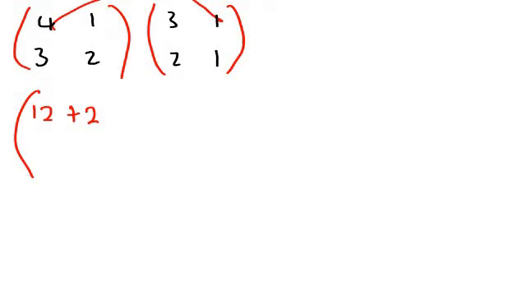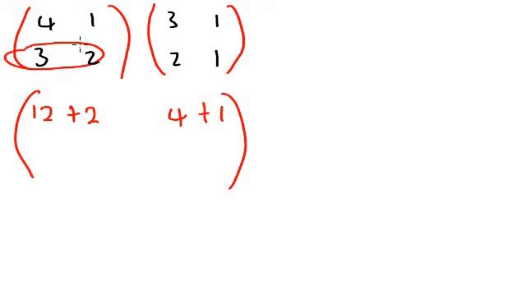4 times 1, that's 4. 1 times 1, that's 1. That's 1. And close it. Now, proceed to the second row.